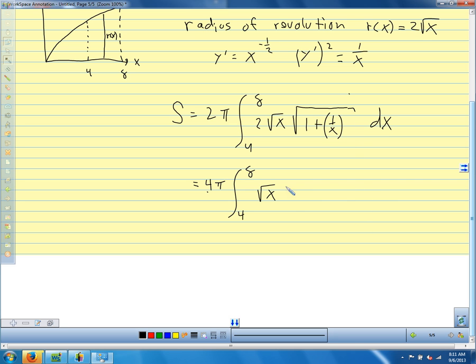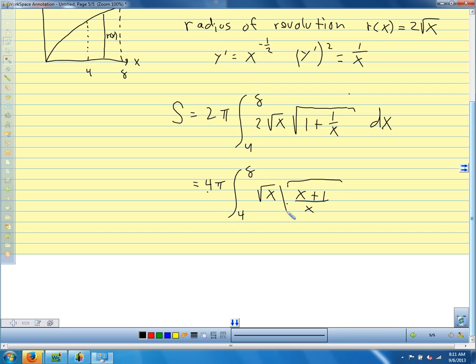So what can I do here? I had already squared it, so I didn't need to square it again. So this is just 1 plus 1 over x, which is y prime squared. This gives a nice little trick. Let's add these fractions. I'm going to find a common denominator and add those fractions. This gives me x plus 1 over x.